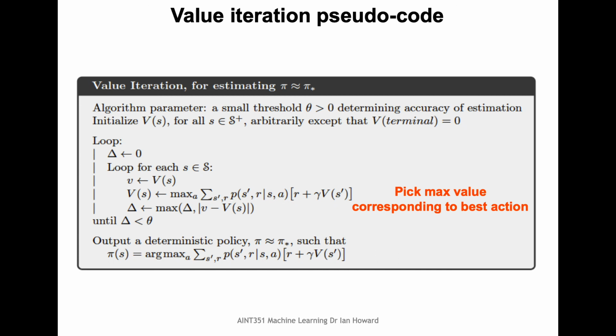And here is the Sutton and Barto code for it. The important thing to notice is that when we're updating the value function, we're using this argmax notation. So we're picking the best action out of here in order to actually do this process.